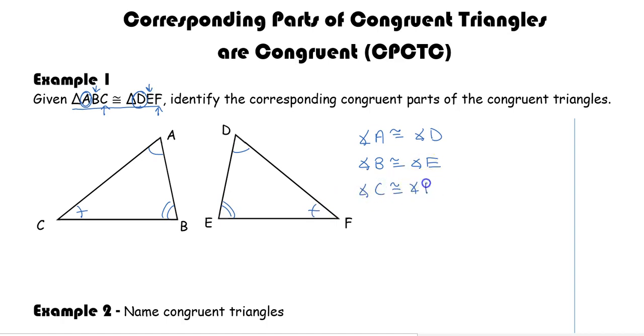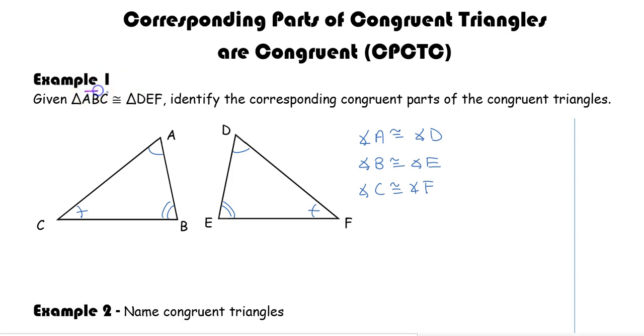Now, in order for triangles to be congruent, we know all parts are congruent. In a triangle, we have 3 angles, and we also have 3 sets of sides. Everything is going to be congruent. We just showed that we had 3 sets of corresponding angles congruent. Now we have 3 sets of corresponding sides, so sides that are falling in that same order.